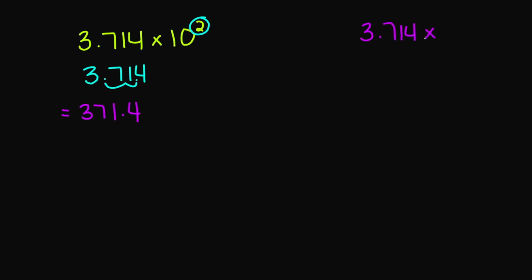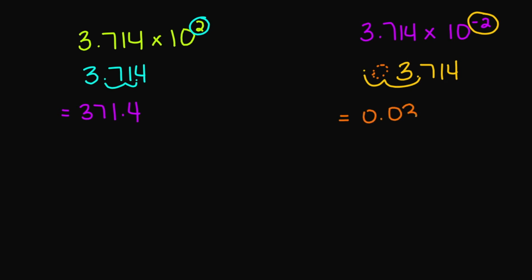So now let's try 3.714 times 10 to the negative second power this time. My exponent here is negative, so I'm going to move my decimal 2 places to the left. So we have 1, 2. Our new decimal is right there. I'm going to go ahead and fill in the space here with a 0. So your standard form is going to be 0.03714.